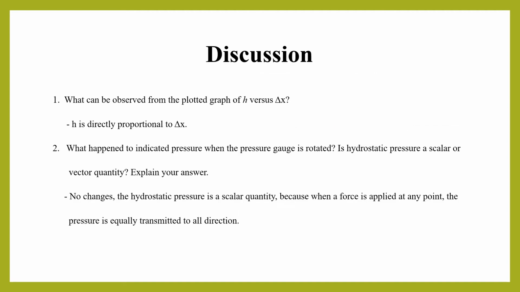These are the discussions of the experiment. First, what can be observed from the plotted graph of h versus delta X? H is directly proportional to delta X. Second, what happened to the indicated pressure when the pressure gauge is rotated? Is hydrostatic pressure a scalar or vector quantity? Explain your answer. No changes. The hydrostatic pressure is a scalar quantity because when a force is applied at any point, the pressure is equally transmitted to all directions.